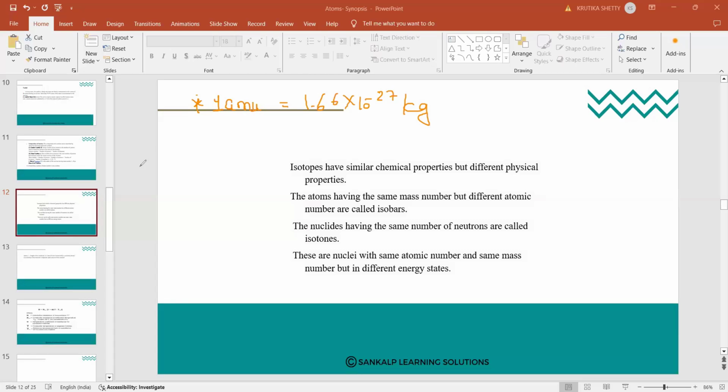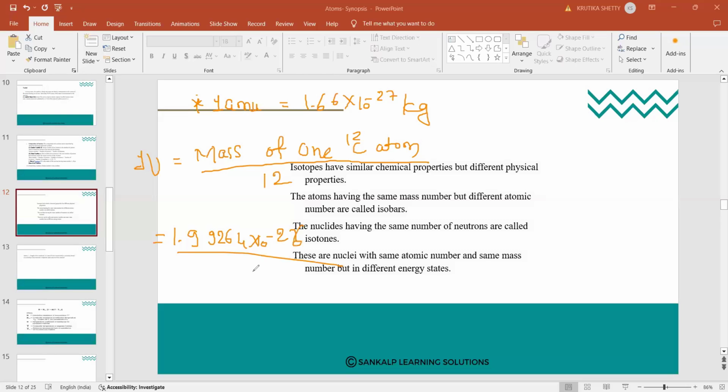To prove this, we write 1 U is equal to, we know that one atomic mass unit is equal to the mass of one carbon 12 atom divided by 12. The mass of the carbon 12 atom is given by 1.99264 into 10 to the power of minus 26 kg. Divided by 12, we will get 1.66 into 10 to the power of minus 27 kg.